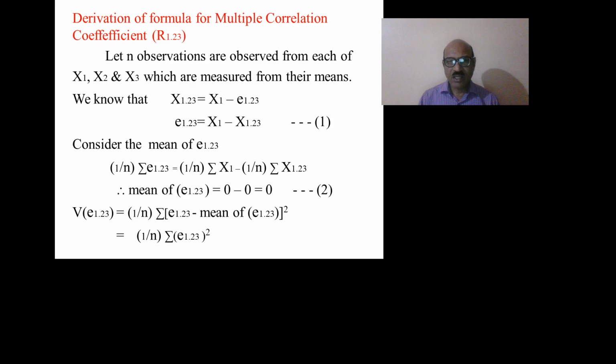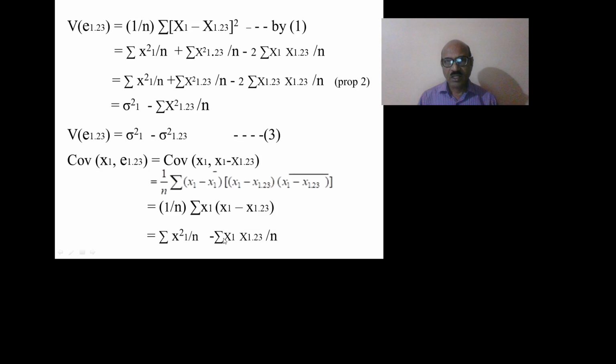Now we will obtain the variances. Variance of E1.23. What is the formula for variance? The variable minus its mean, whole square. So using that formula, this is 1 upon n summation of E1.23 minus its mean, whole square. But already in expression 2 we have proved that this mean is equal to 0. Therefore we are left with only the square. So this is 1 upon n summation of E1.23 square. Now E1.23 we have obtained in expression 1, and we substitute it here: 1 upon n summation of x1 minus x1.23, whole square.